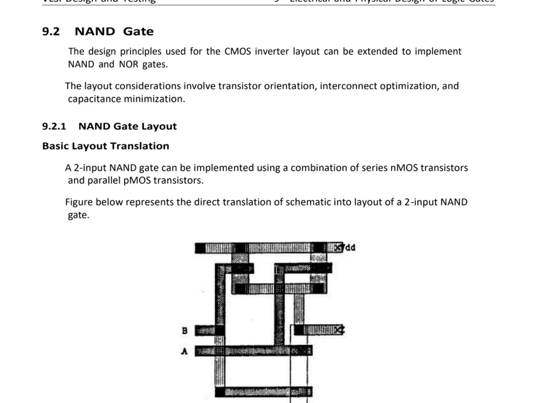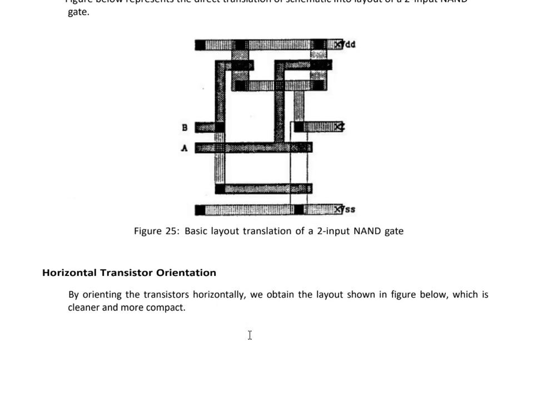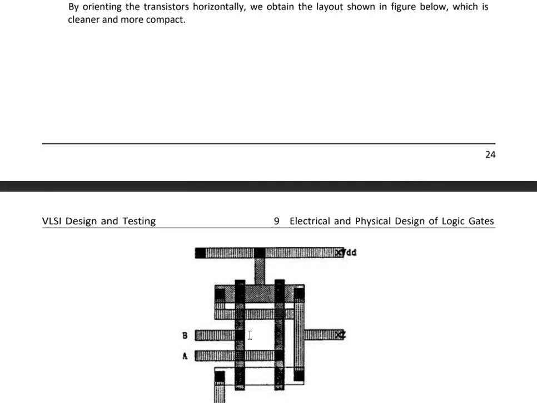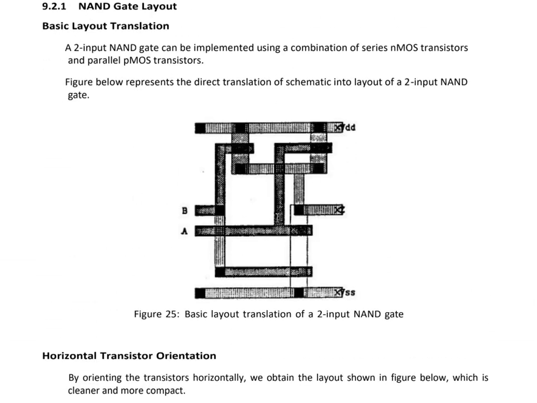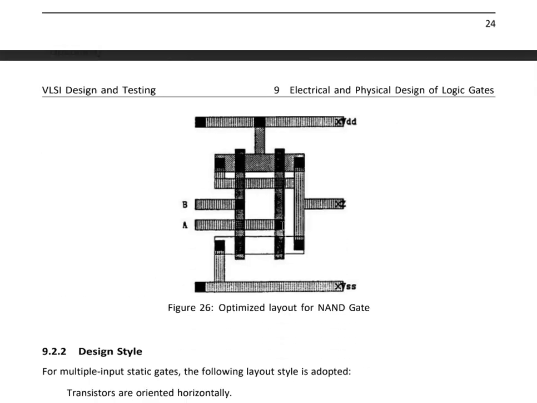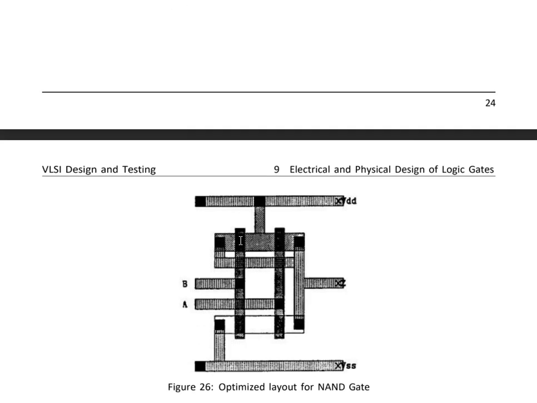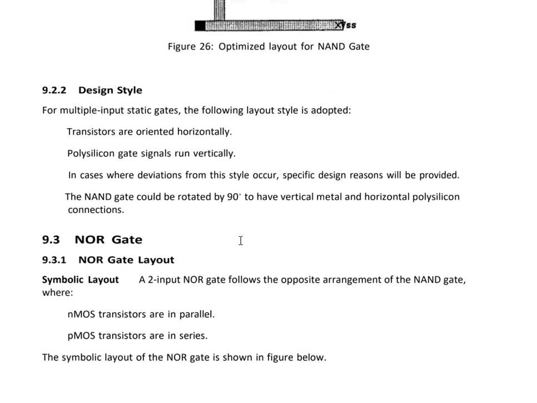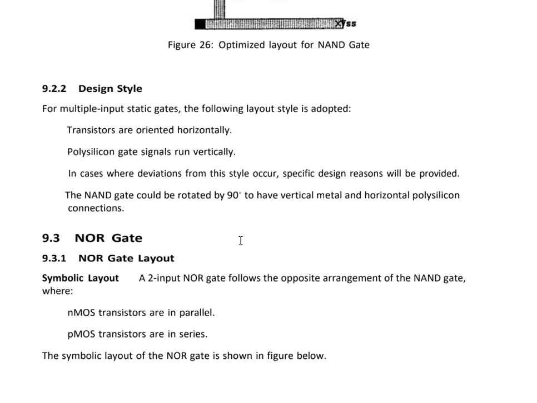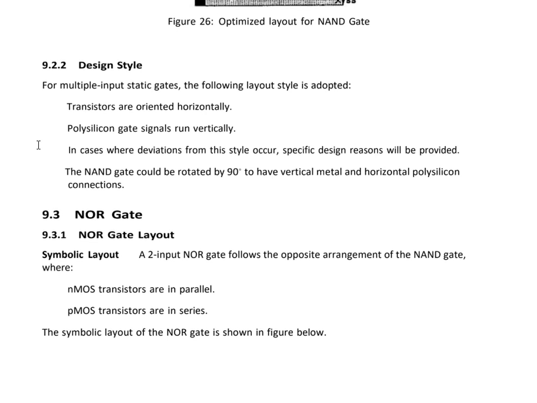So initially you have to draw the schematic of the 2 input NAND gate, and then horizontal transistor orientation. So this is the basic layout translation of 2 input NAND gate, whereas this is the optimized layout for NAND gate with horizontal transistor orientation. And the next one is the design style. Transistors are oriented horizontally, whereas polysilicon gate signals run vertically. And the NAND gate could be rotated by 90 degrees to have a vertical metal and horizontal polysilicon connection.